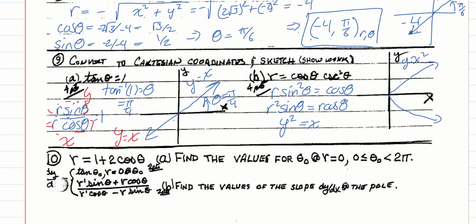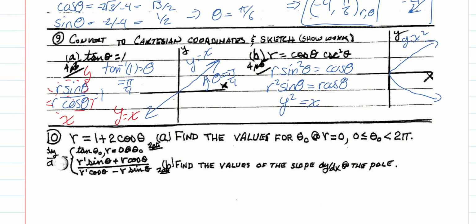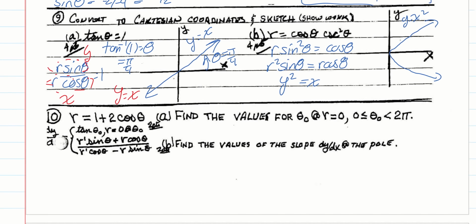Yeah, it's pretty much getting into that x equals r cosine and y equals r sine stuff, and doing whatever you need to do with that. Okay, so now we have: find the value for theta naught, where r equals 0 and theta naught is between 0 and 2 pi. And they gave us all these relations here. So let's find the values of the slope dy dx at the pole.